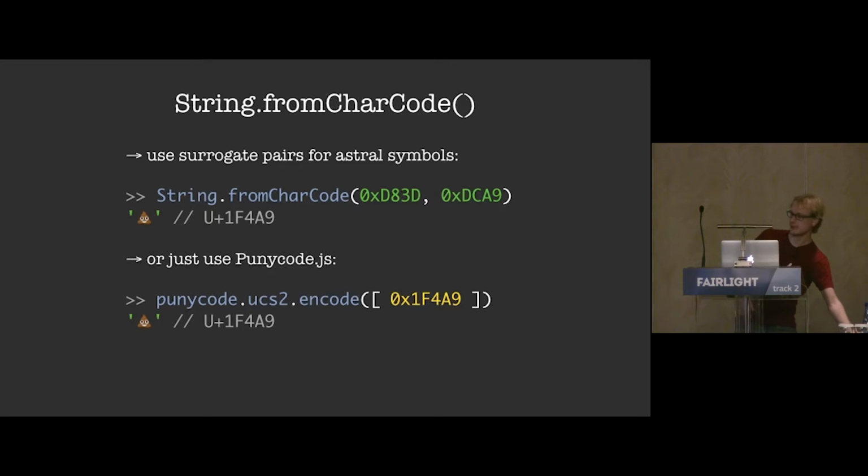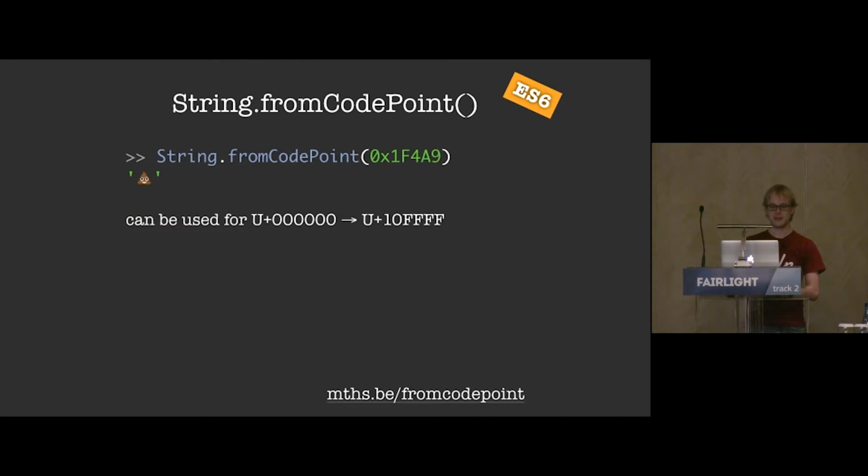And for that reason, in ECMAScript 6, there is a new method called String.fromCodePoint. Basically, it's like String.fromCharCode, except it works for all Unicode symbols, not just for those in the BMP. So from now on, you should only use String.fromCodePoint and never use String.fromCharCode anymore.